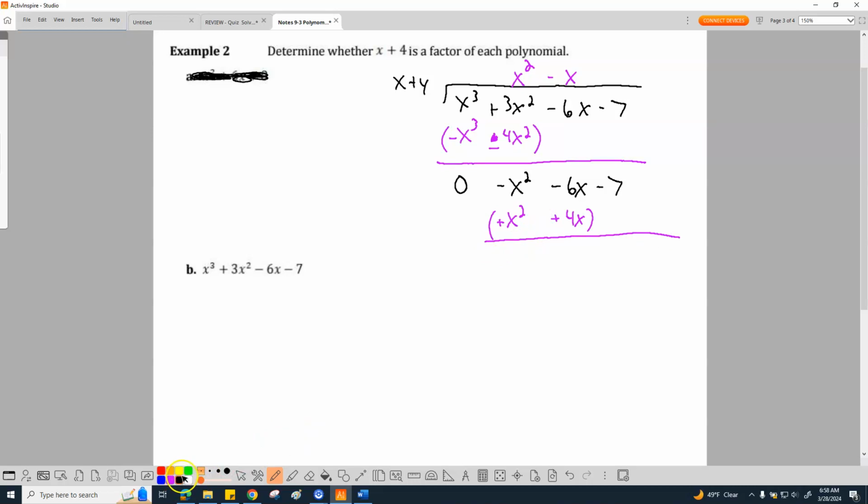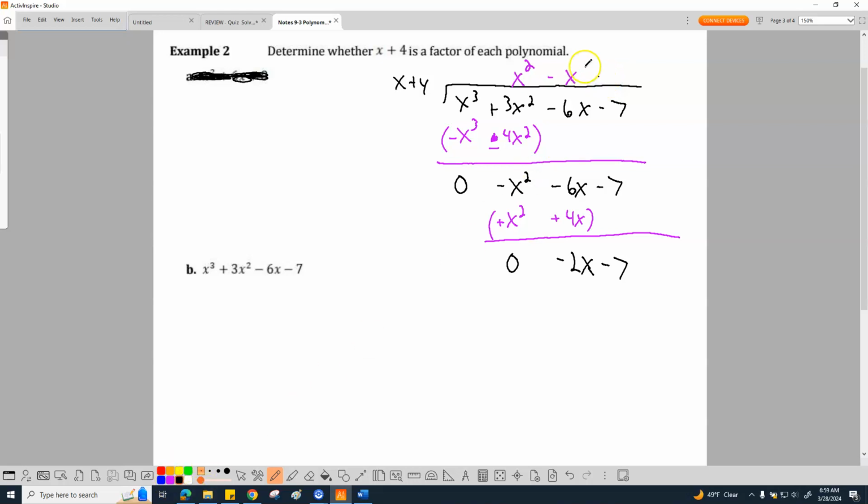So I'm going to go ahead and change to my black ink. Negative x squared plus x squared is 0. Negative 6x plus 4x is negative 2x. And now I'm going to go ahead and pull down this negative 7 as well. And I end up with, that's a terrible 2. I have an x goes into this negative 2 times. It goes in negative 2 times.